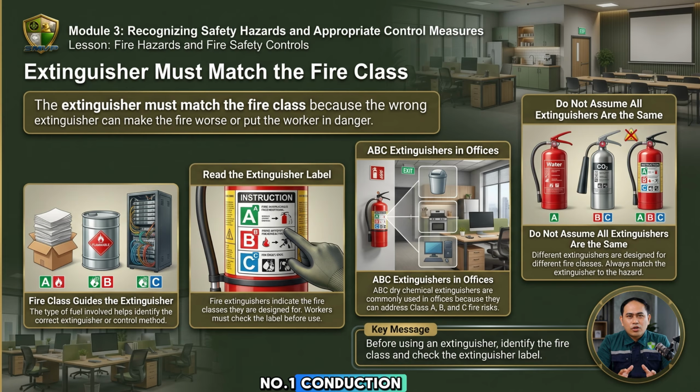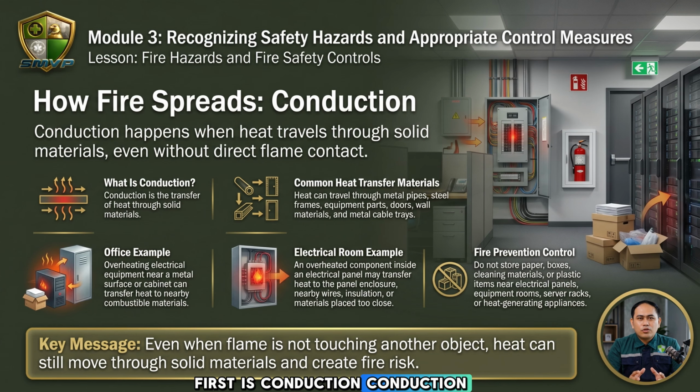Number 1, conduction. First is conduction. Conduction happens when heat travels through solid materials. For example, if one part of a metal object becomes hot, the heat can travel to the other parts of that metal. This can happen through metal pipes, steel frames, equipment parts, doors, wall materials, or metal cable trays. In an office setting, let us say there's overheating electrical equipment near a metal surface or cabinet. The heat may transfer through that material and affect nearby combustible items.